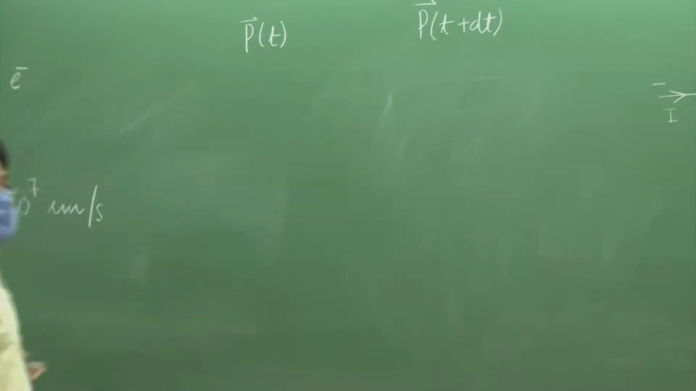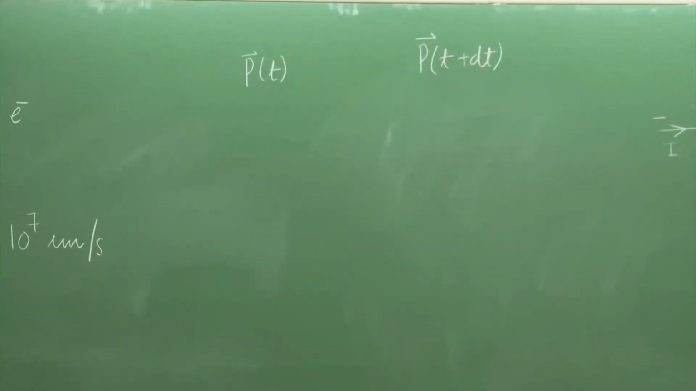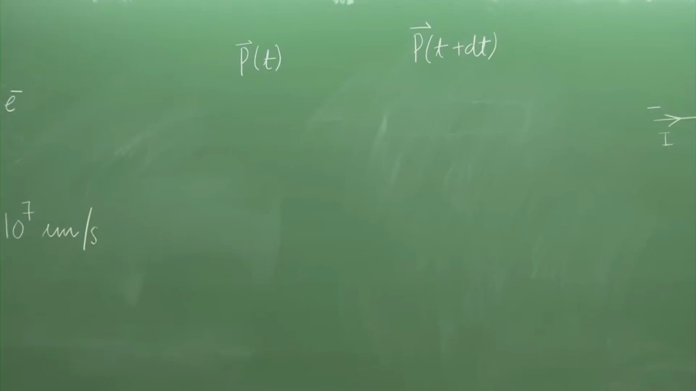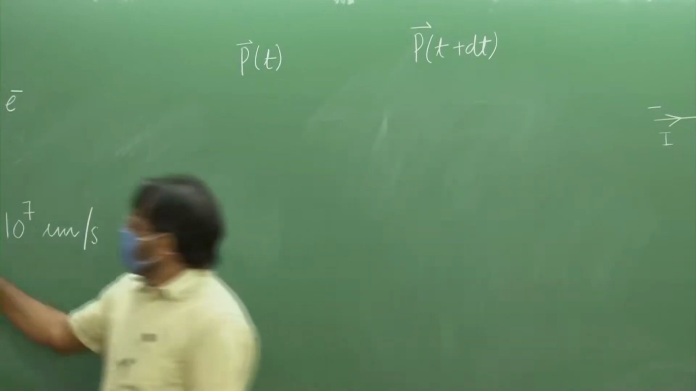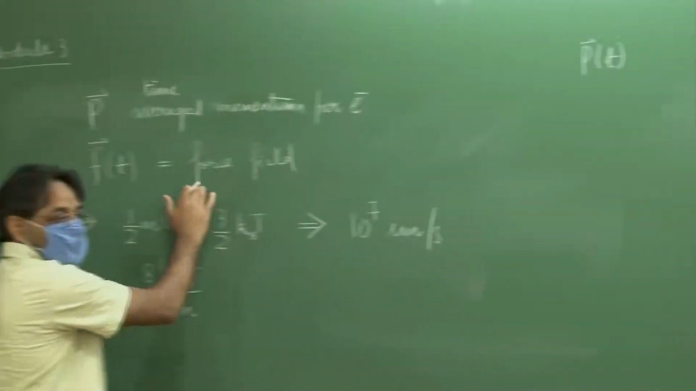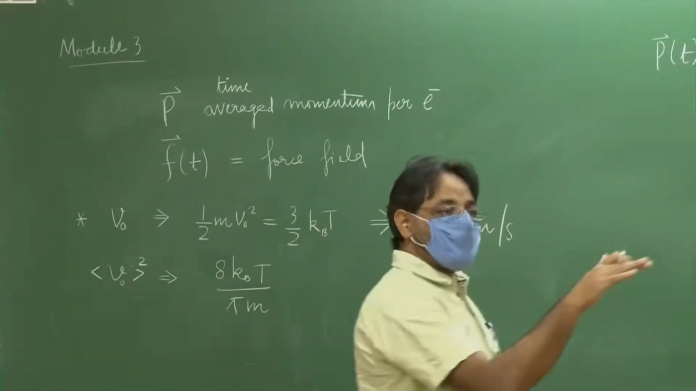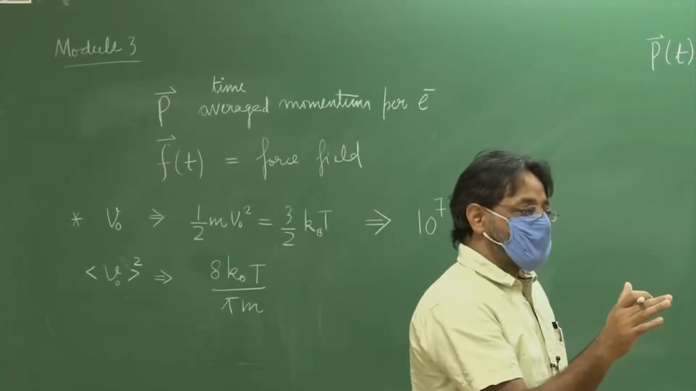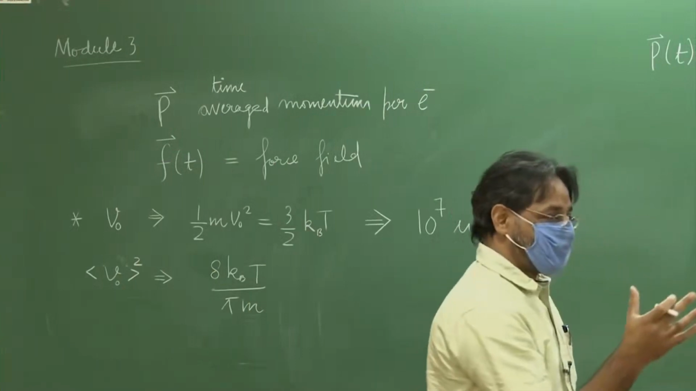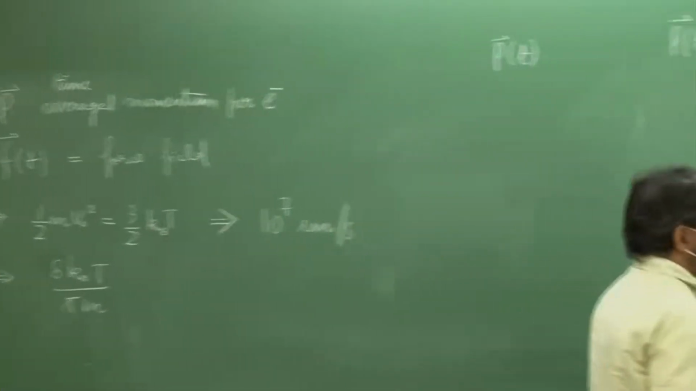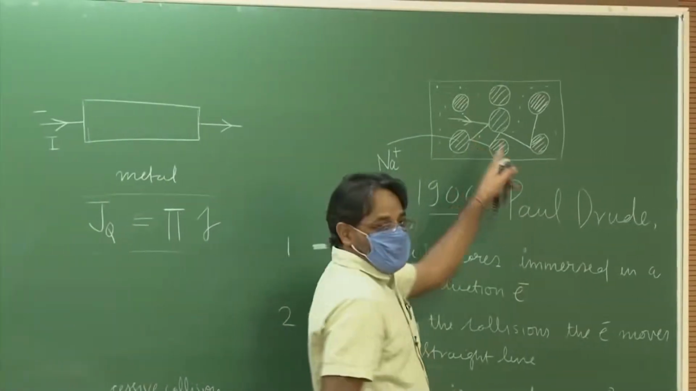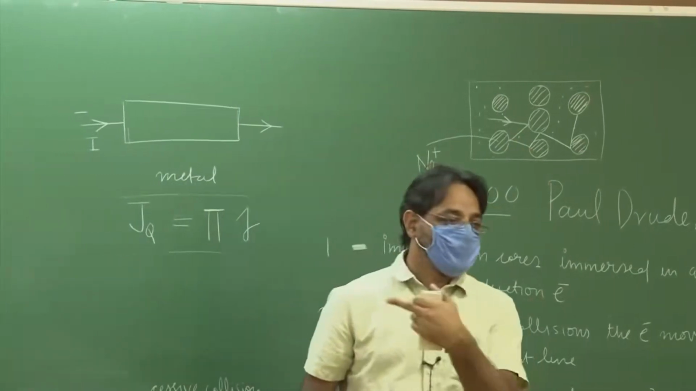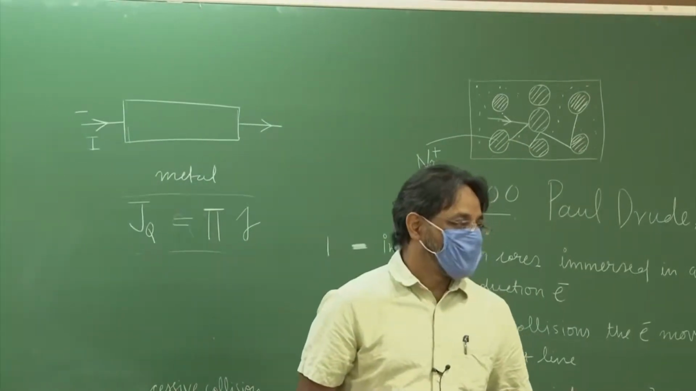Of course, the answer depends on whether the particle will collide or not. If it does not collide, then the momentum at t plus dt is not the same, because now there is a force field. Because there is a force acting on the electron, the electron will accelerate between the two collisions. So, the situation has changed now. We have applied a force field. So, between the two collisions, the electron accelerates because of the force field that you have applied, right?